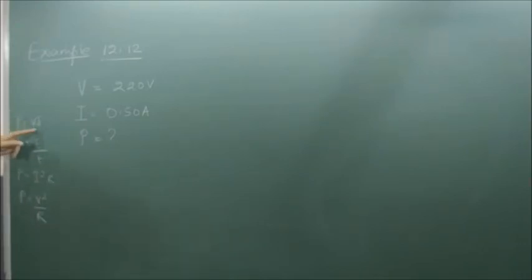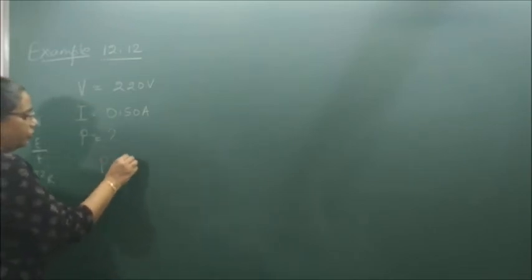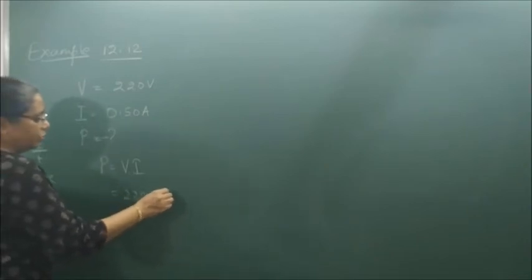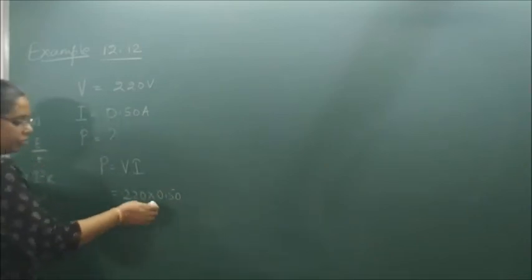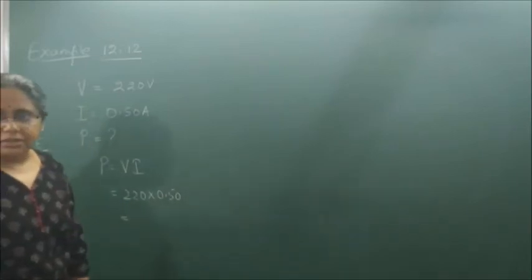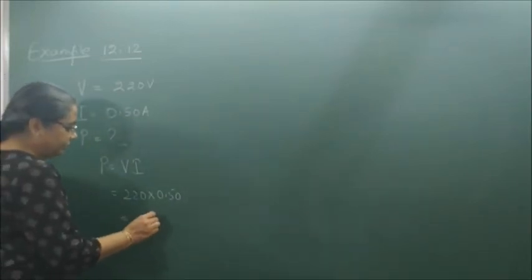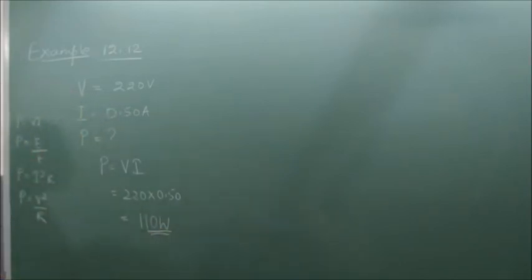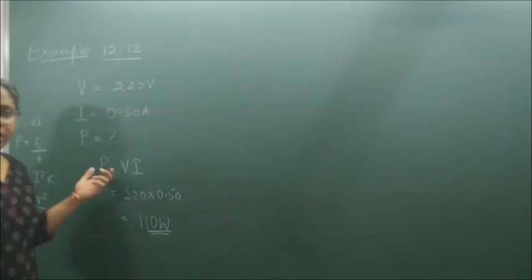I have V, I have I. Which should I use? The first one. So P is equal to VI. 220 into 0.50. Please write whatever is the answer: 110 watt. SI unit of power is watt. How do you define 1 watt? When 1 ampere of current flows through a cross section of a conductor having a potential difference of 1 volt, it establishes a power of 1 watt.